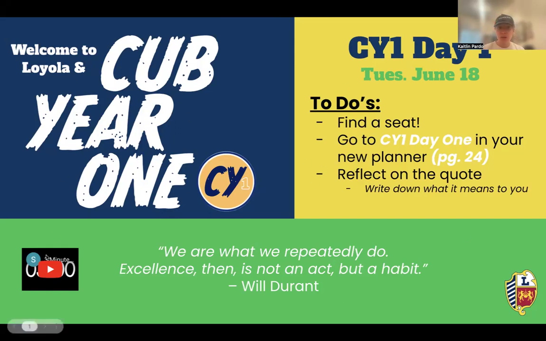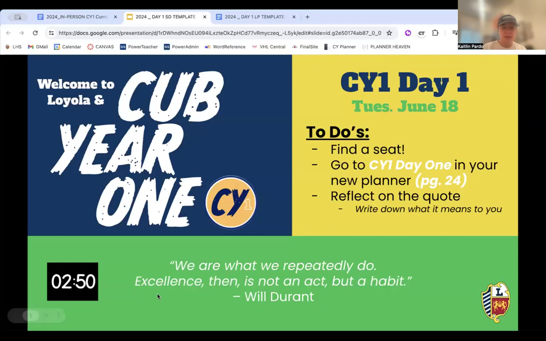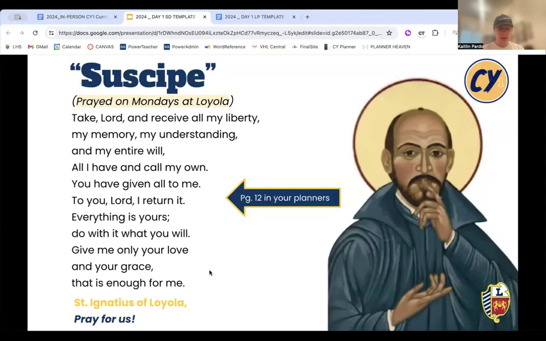So without further ado, I'm going to give you 3 minutes. I'd love for you to reflect on this quote right here. I'm going to give you 3 minutes to do so. I'm going to start this timer. And as I'm doing that, I'm going to take attendance. So doing two things at once to move this part along. Once that happens, we're going to go to slide 2.